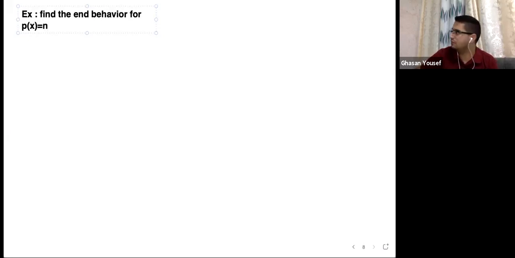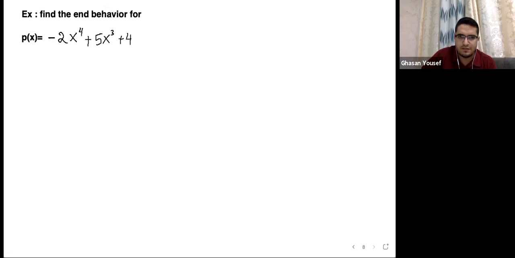So example 2: find the end behavior for the function b of x equal minus 2x to the power 4 plus 5x cubed plus 4x minus 7.